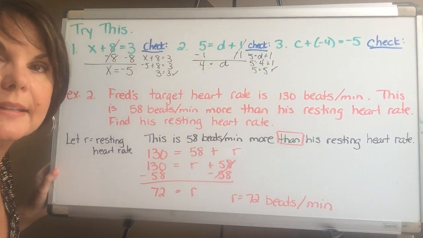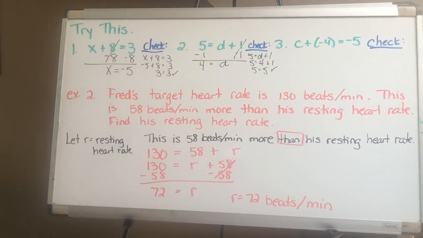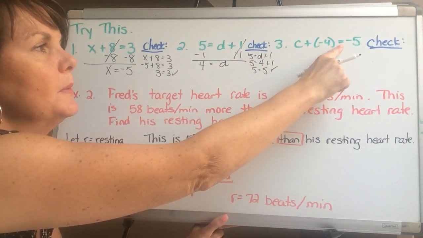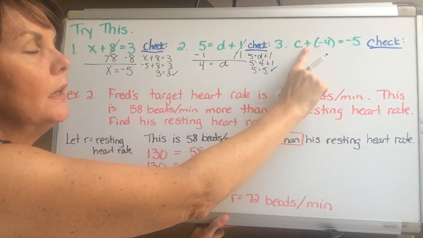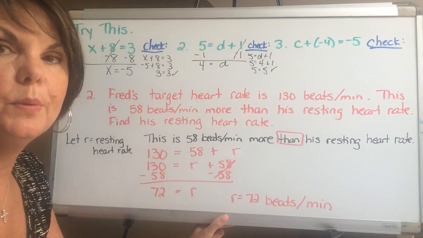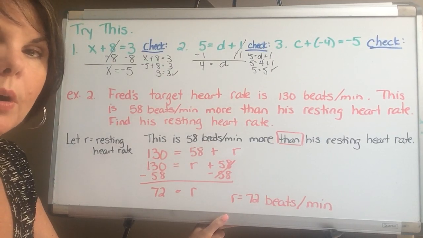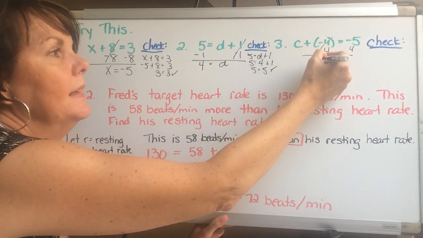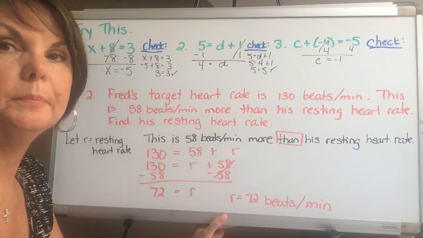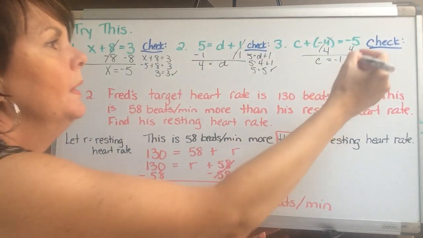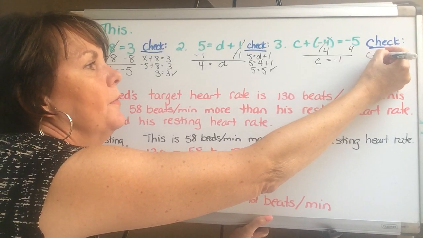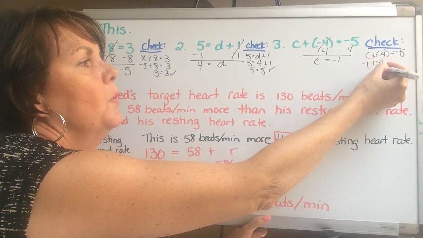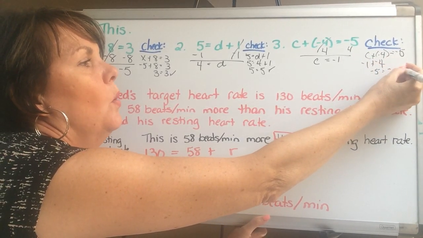Your solution is correct. And finally, example 3, c plus a negative 4 equals a negative 5. All right, so here's my equal sign. My variable is on the left. It's attached to a negative 4 through addition. The inverse of a negative 4 is a positive 4, again to both sides. And c equals a negative 1. Okay, let's check that and start with the original. c plus a negative 4 equals a negative 5, and c is a negative 1 plus a negative 4 is a negative 5, and that works.